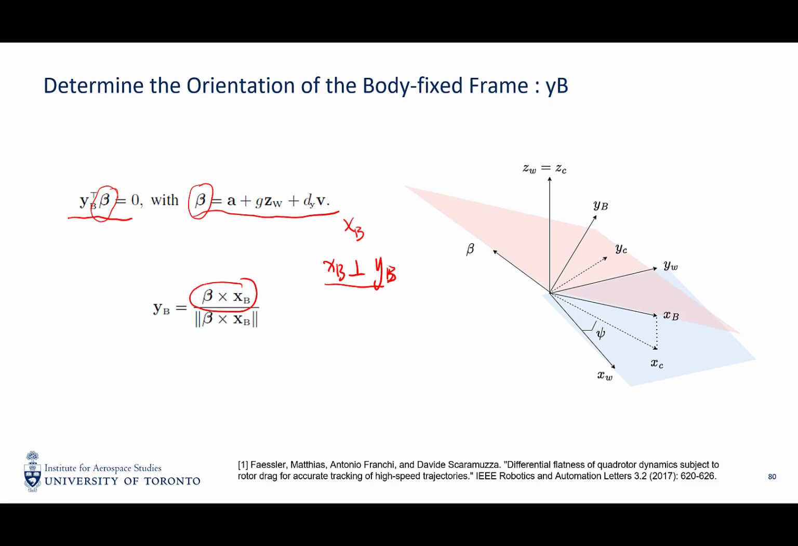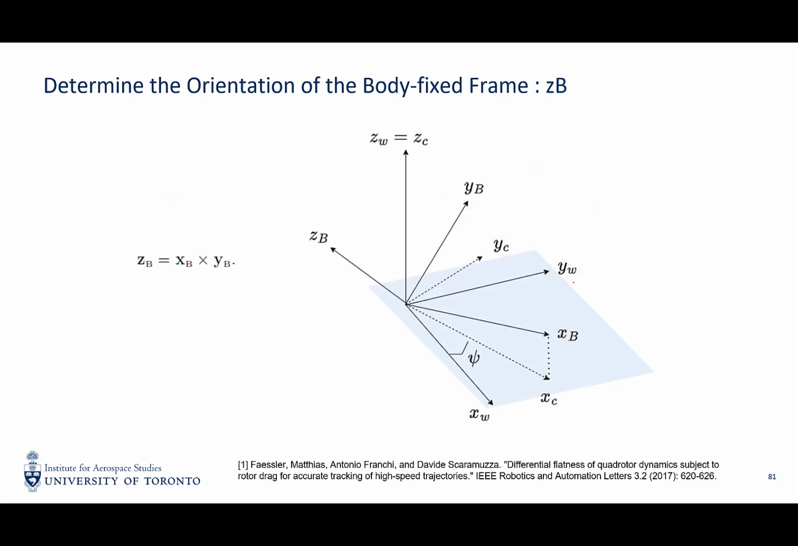So here is a diagram. This is xb, this is beta, and this is a plane formed by the xb and beta. So the yb of the body fixed frame should be perpendicular to this red plane. Now we get the second column vector, the second basis vector of the rotation matrix. And the third one is zb, which must be perpendicular to both xb and yb, so we just do the cross product, and we should get the result. So here's yb, here's xb, and this is zb.